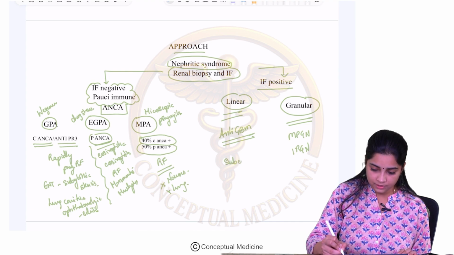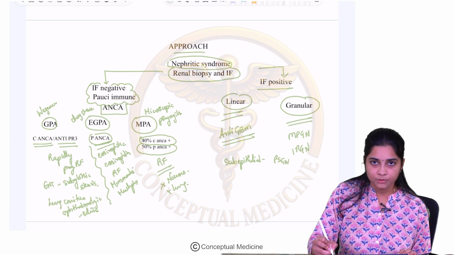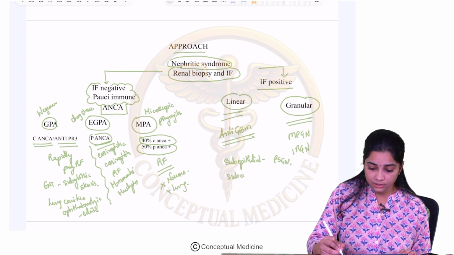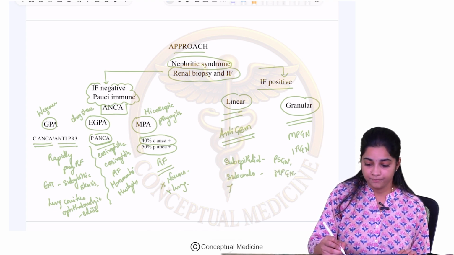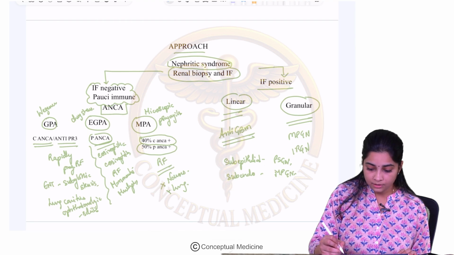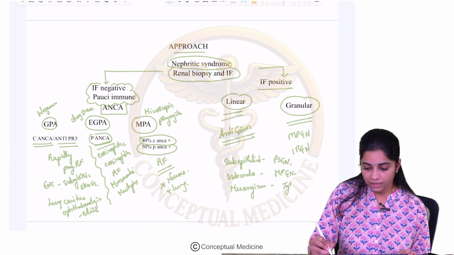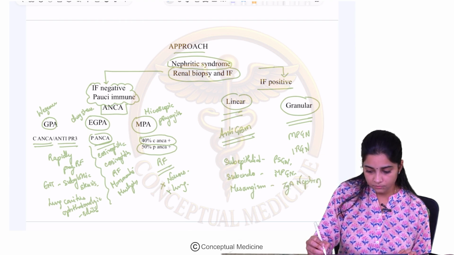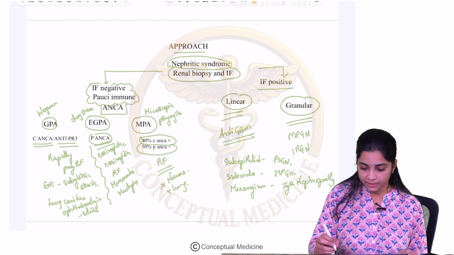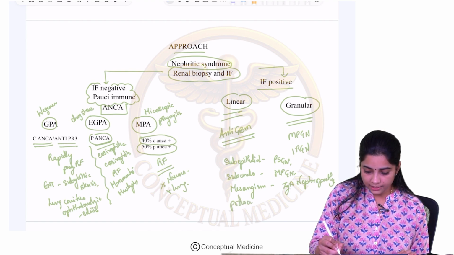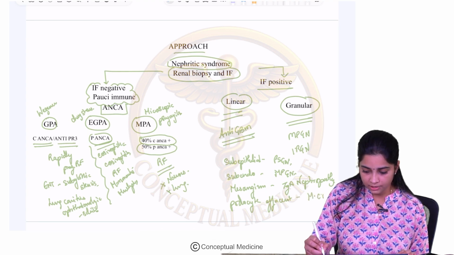For example, if this is a subepithelial deposit, then this is your post-streptococcal glomerulonephritis. If it is your subendothelial deposit, then this is your membranoproliferative glomerulonephritis. If the deposits are predominantly in the mesangium, then this is your IgA nephropathy. Then you can have only podocyte involvement. If there is podocyte effacement, then you can see it in your minimal change disease.